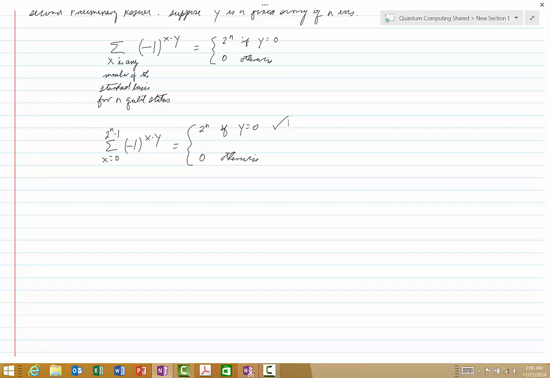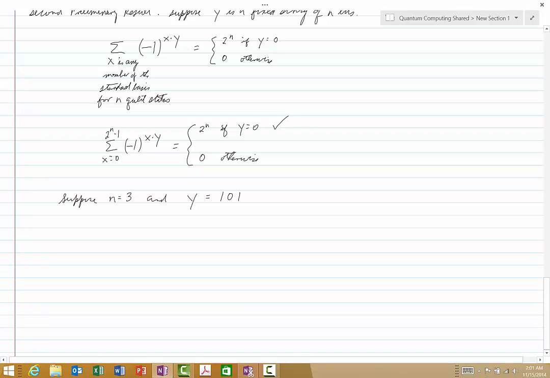So, we'll keep this simple, let's suppose that n is equal to 3 and y is equal to perhaps 1, 0, 1. Of course, the bottom expression is the one that would apply in this case, because y is not equal to 0. So we're claiming that if y is anything other than 0, then this summation will end up being equal to 0. And so let's see why.